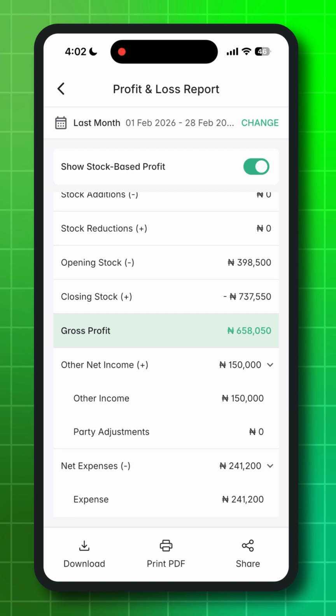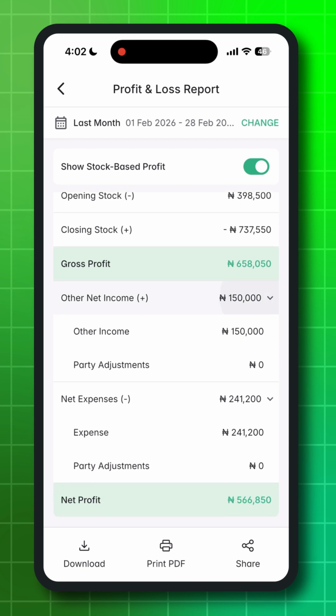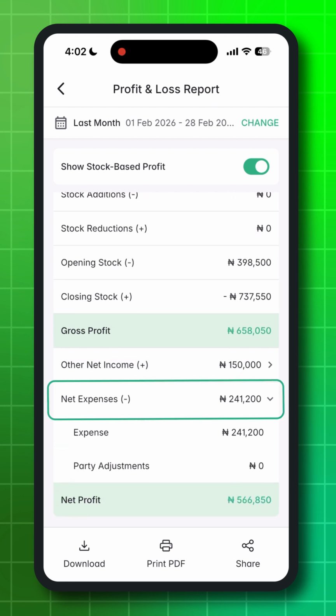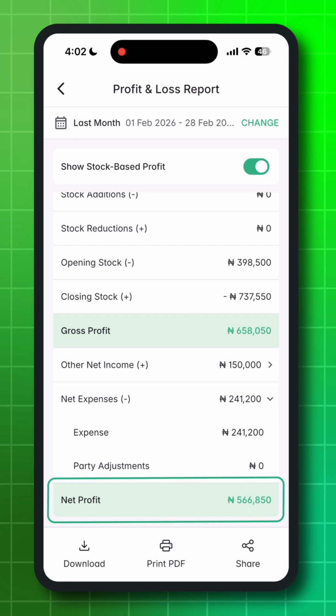Next is net expenses. This includes all business expenses and party adjustments where balances were reduced. These represent the money spent during the period. And finally, after considering all income and expenses, the system shows the final net profit.